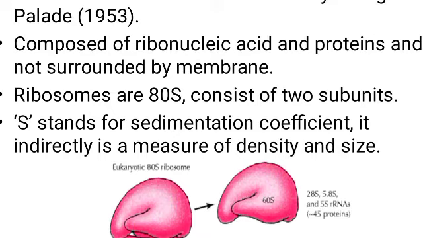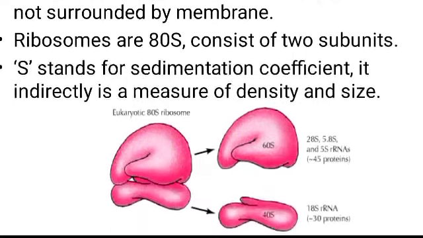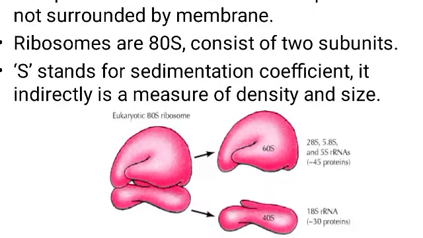Now when we see these ribosomes, they are not surrounded by a membrane. You can see the picture of the ribosome. There is no membrane surrounding the ribosome, so these are non-membranous cell organelles present in the cytoplasm.